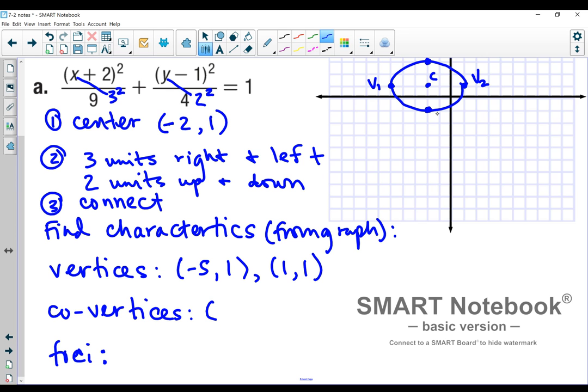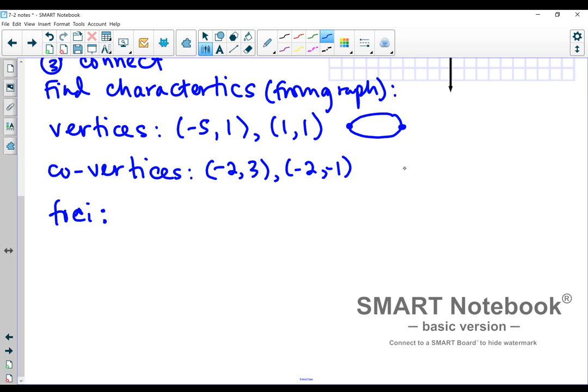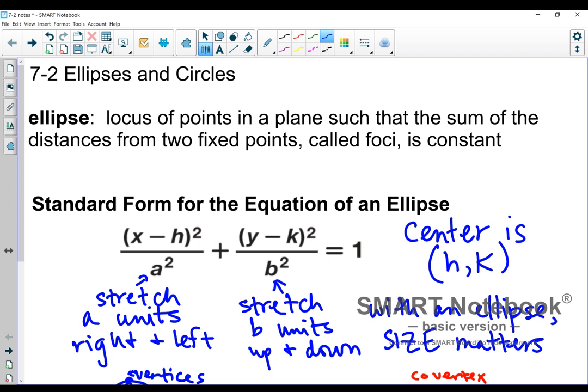My co-vertices would be on that minor axis, so negative 2, 3, and then negative 2, negative 1. And so again, to give you a little picture, because it was wide, my vertices were here, and my co-vertices were here, just so you're really clear on what we're doing. So foci is the last thing. So I'm going to go back a page, and we're going to add that into our notes.